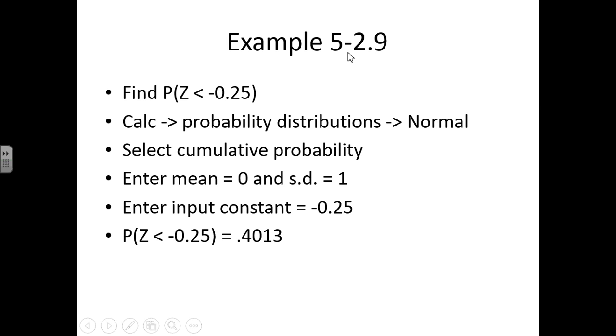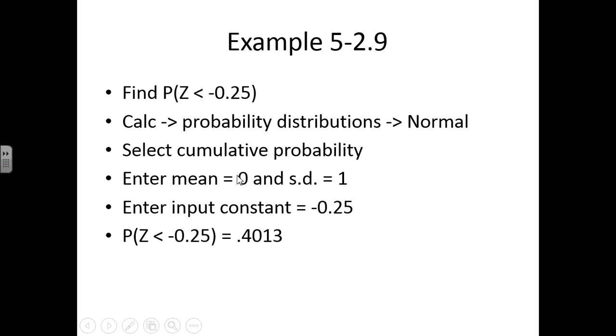Now these examples come from the problem set at the end of chapter 5, section 2. This is number 9, and it says, find the probability that z is less than negative 0.25. So we go to Calc, probability distributions, normal. Since we're looking for a probability, we select cumulative probability. Now make sure the default setting is the mean being 0 and the standard deviation being 1.